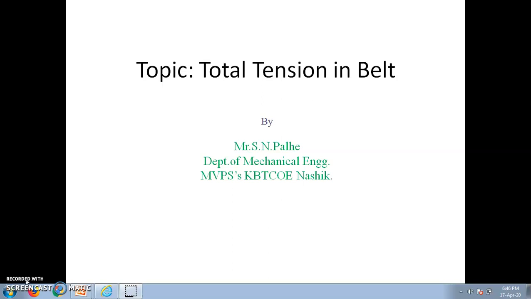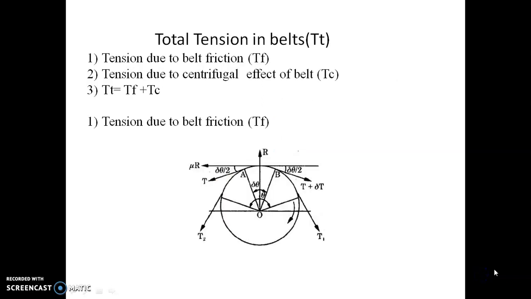Today's topic is total tension in belt. The tension in the belt from the driving pulley to driven pulley is responsible for transmission of power. There are two factors which are responsible for tension in belt.